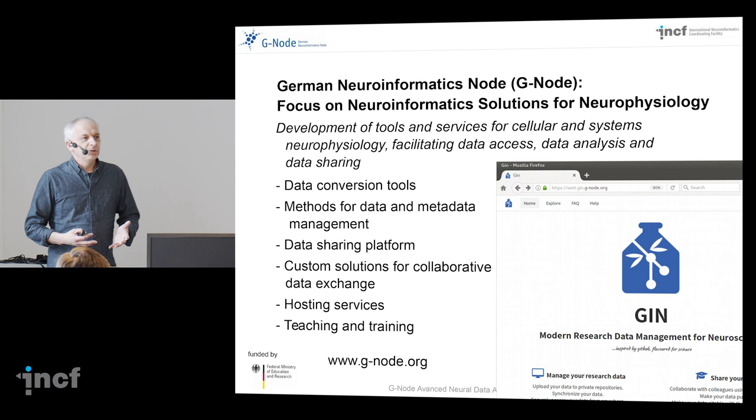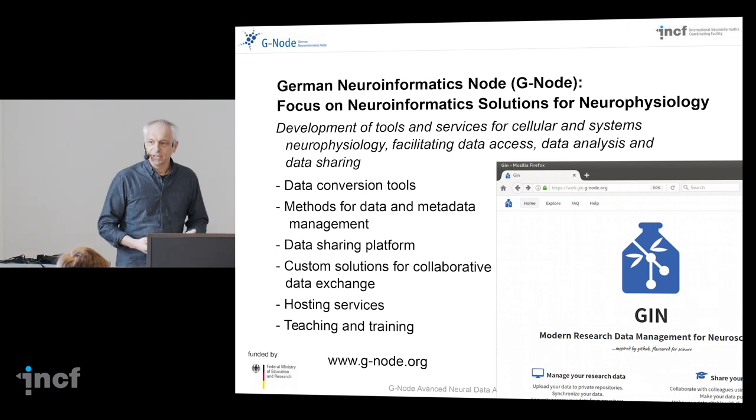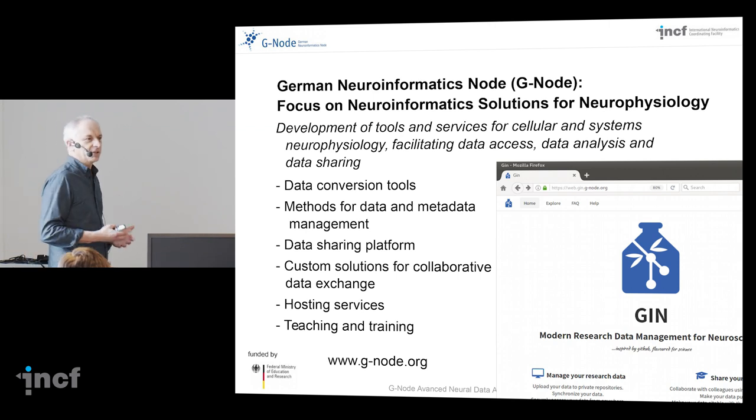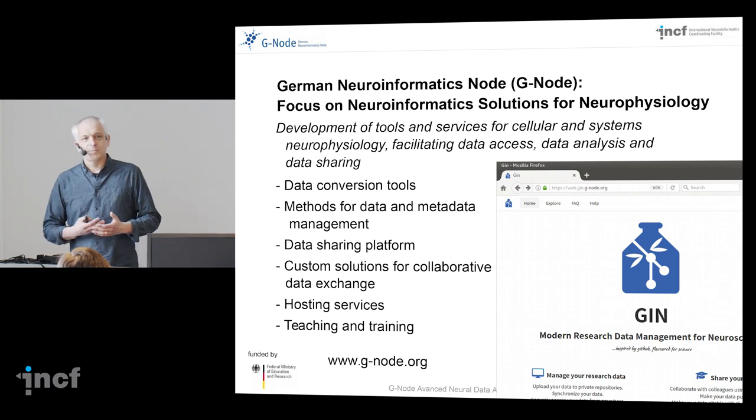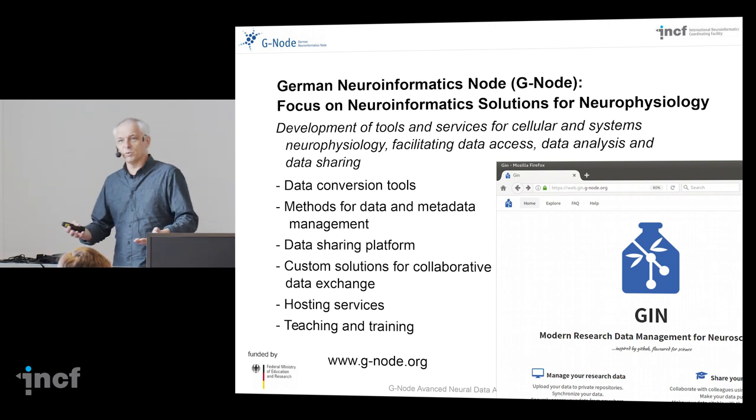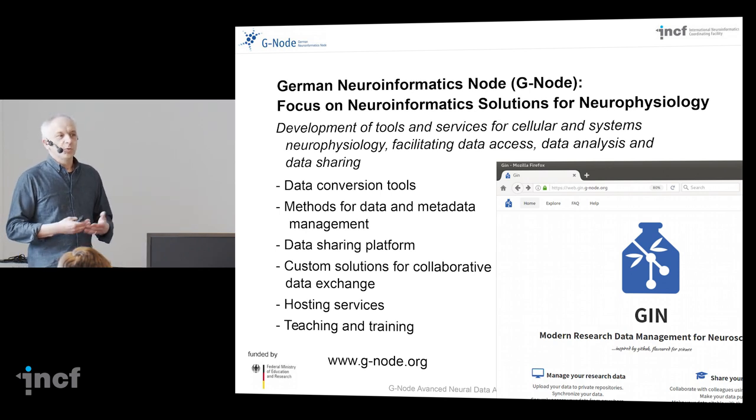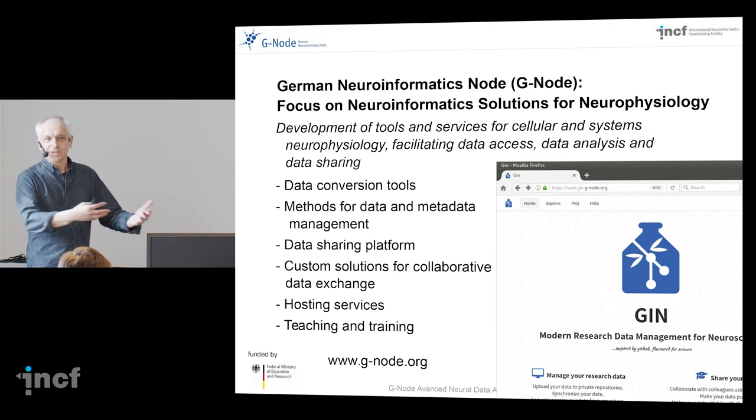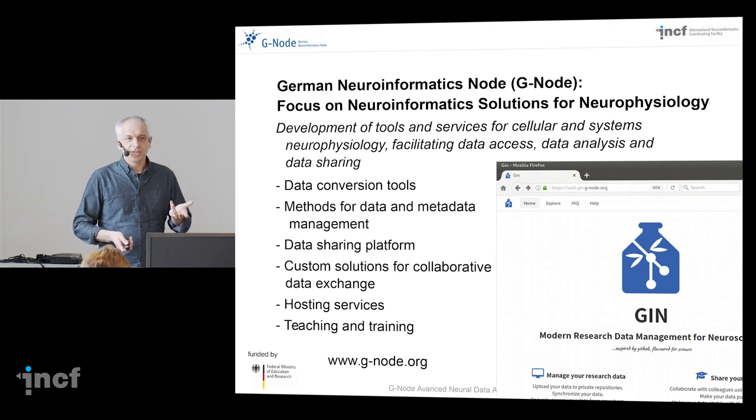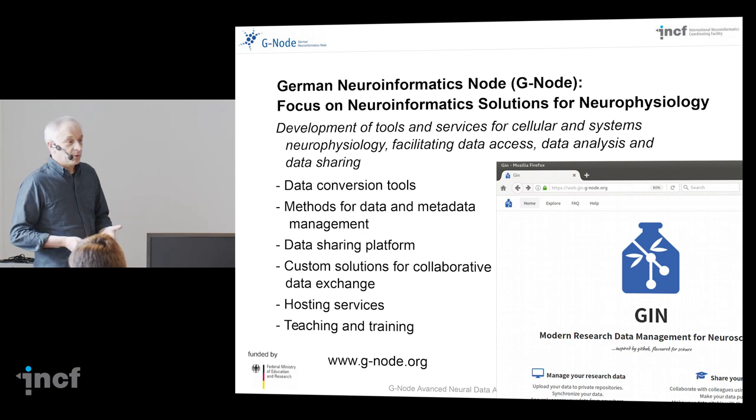So what do we do? What is our goal? The GNode was specifically established to target the issue of cellular and systems neurophysiology, because there it was seen that this field is very complex, and there were such a large diversity of methods and data structures and science questions that it's fairly hard for scientists to collaborate. Yeah, if you think of an experimentalist and a theorist, for example, who want to join in exchanging data and working on models, then it's very hard to explain to the person who has not been involved in the experiment, for example, what the data mean and how to read the data and how to analyze. Yeah. So this was one of the main targets, because also the number of groups working on neurophysiology is very large in the Bernstein network.